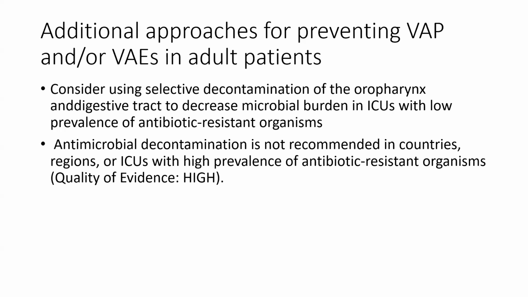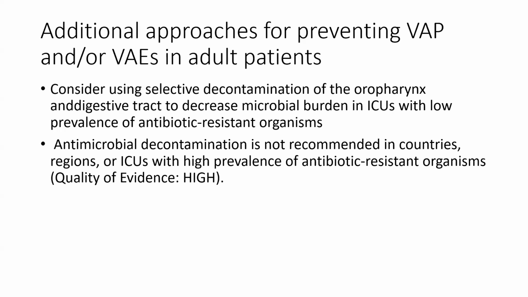Then what are the additional approaches for prevention of VAP in adult patients? What they're saying is, if you are working in an ICU where there is a low prevalence of antibiotic-resistant organisms. How do we identify if our ICU has a low prevalence of antibiotic-resistant organisms? They say if the incidence of ESBL bloodstream infection is less than 5%, then we can label our ICU as having a low prevalence of antibiotic resistance.